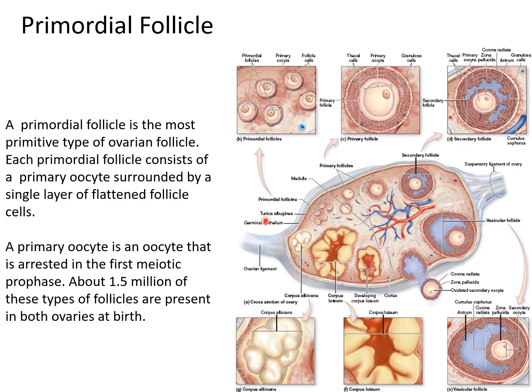Like I said, the primordial follicle is the most primitive type of ovarian follicle. Each one consists of a primary oocyte surrounded by a single layer of flattened follicle cells. You can see that in this image right here. It's a primary oocyte, and then you've got a thin single layer of flattened follicle cells surrounding it. A primary oocyte is an oocyte that's arrested in the first meiotic prophase. We have about 1.5 million of these present in the ovaries at birth.